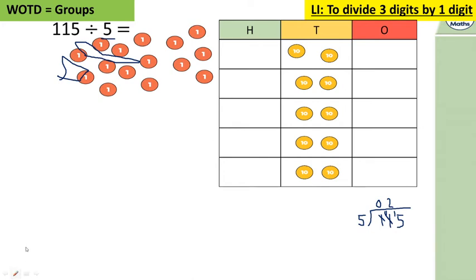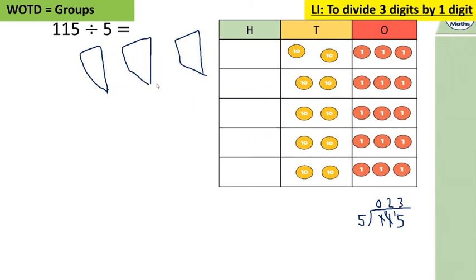Let me rub this out. Get my pen back. So once again, we're looking at groups of 5. How many groups of 5 have we got? 1, 2, I have 3 groups of 5. So 3 times 5, so it's going to be 3 in each of my rows. How many 5s in 15? 3, because 3 times 5 is 15, so the answer is going to be 23.